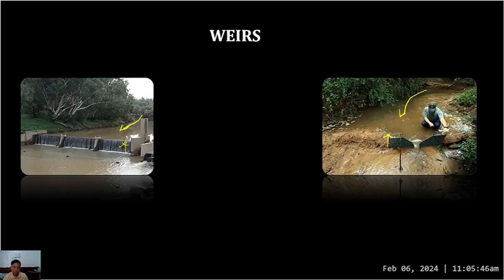So ibig sabihin, nako-convert, no, yung kinetic energy to potential head. Kaya nangyayari diyan sa may weir plate, mas bumabagal yung velocity ng tubig, which means na malilessen natin yung erosion. Okay? Dahil sa mabilis na velocity.